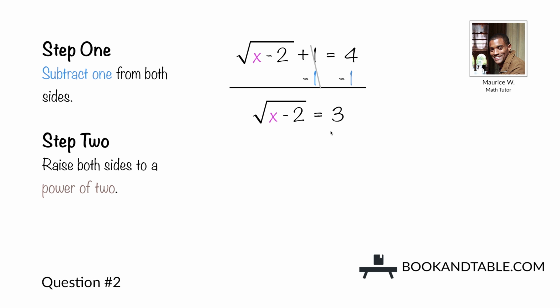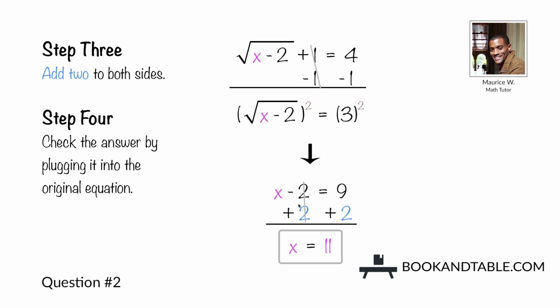Step 2, raise both sides to a power of 2. This eliminates the radical sign, leaving you with x minus 2 on the left side. And on the right side, 3 squared gives us 9. Step 3, since we have negative 2 on the left side, we want to remove it by adding 2 to both sides, giving us x is equal to 9 plus 2, which is 11.